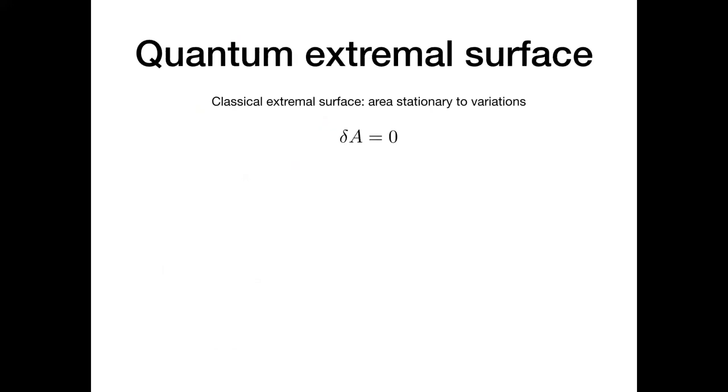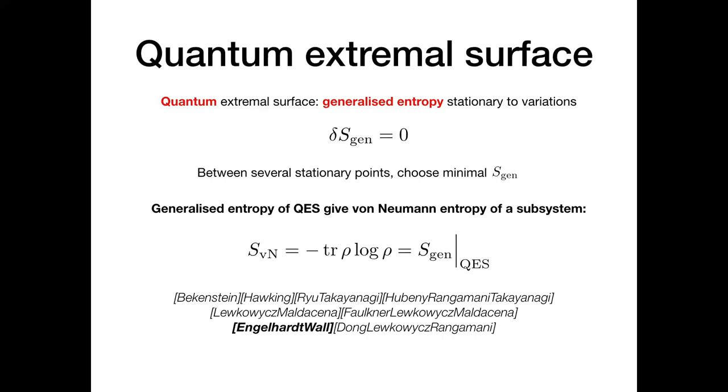And we're going to consider this on what I'll call a quantum extremal surface. So a classical extremal surface is something fairly familiar. If you have some surface and you vary it slightly, then the first order variation of the area is zero. So it's stationary to first order. So a quantum extremal surface will simply apply the same thing, but now to the generalized entropy. So this will be my definition of a quantum extremal surface. If there are several quantum extremal surfaces that are admissible in a given situation, then we're going to minimize over S gen of those.